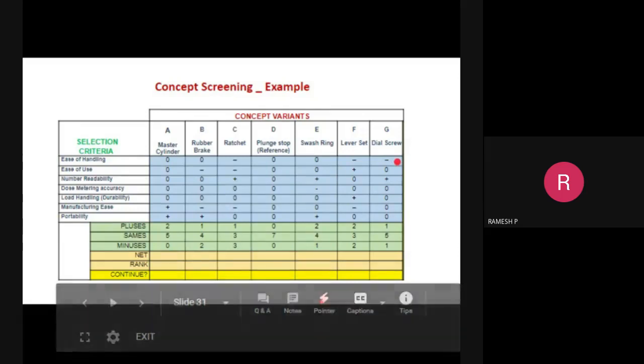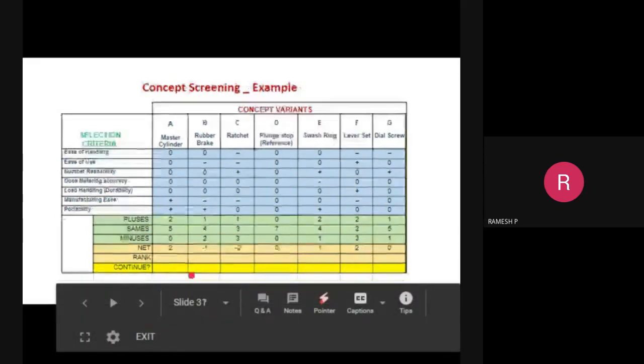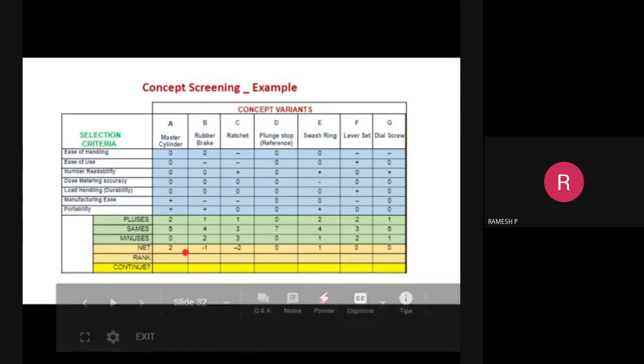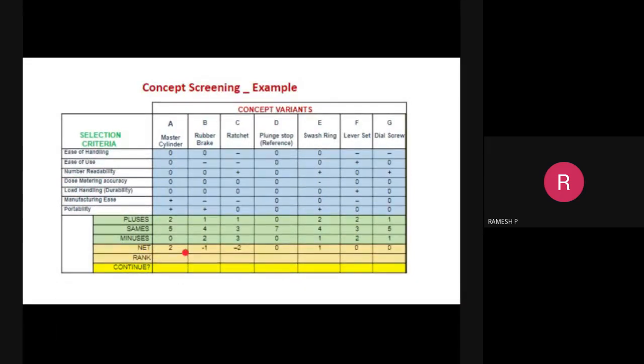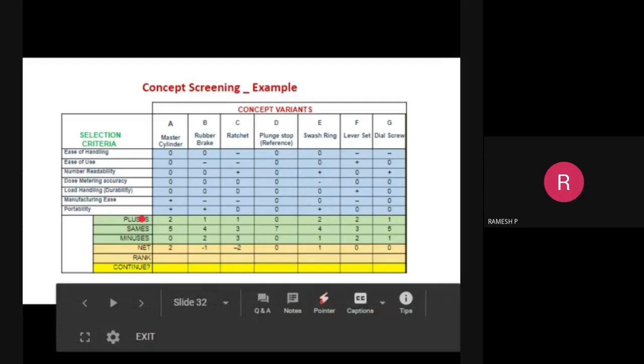So now I have to calculate the net weightage of each and every individual unique concept. How to calculate is plus and the minus. 2 minus 0, 2. 1 minus 2, minus 1. 1 minus 3, minus 2. 0 minus 0, that is fine. 2 minus 1, 1. And 2 minus 2, 0. 1 minus 1, 0. Okay.